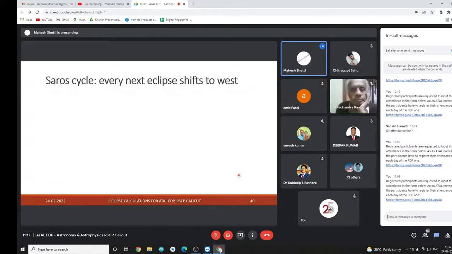So now, one eclipse year is 346.62 days. So if you consider 19 eclipse years, multiply this with 19, you get 6,585.78 days. I have purposely written this fraction because this is going to be useful.